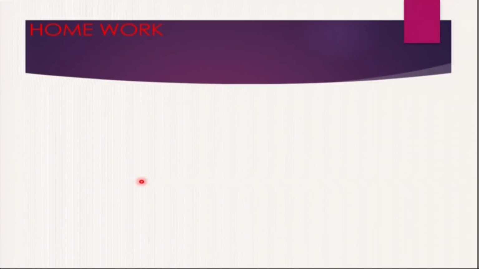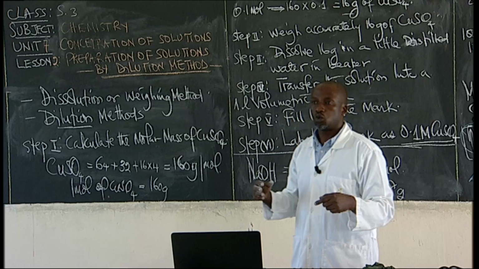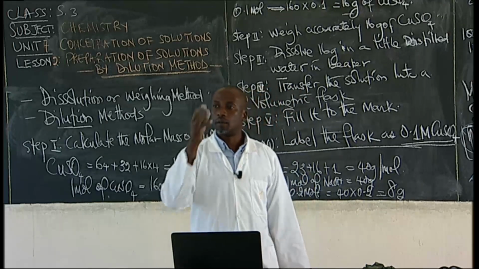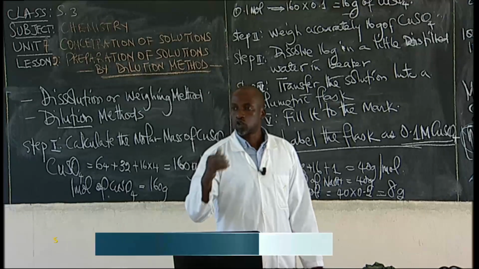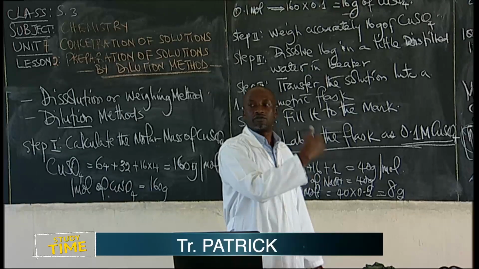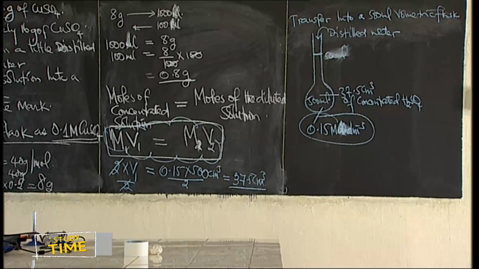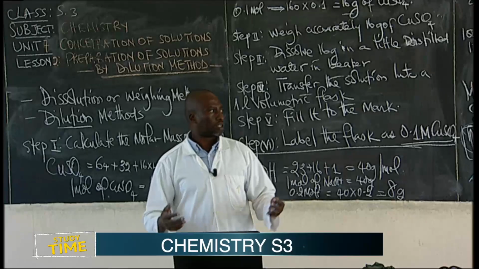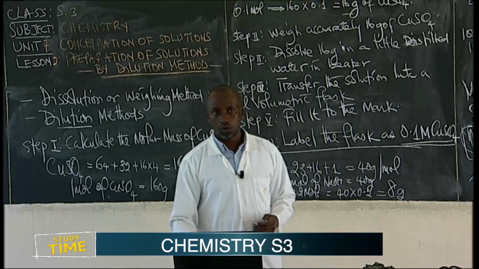So once you get the 25, fill it to the volumetric flask, which contains the volume that you are asked. You are asked to prepare 100 cubic centimeters. So the volumetric flask must be 100. Because these volumetric flasks have different capacities, 100, 200, 300, 500, 1 liter, 2 liters, 5 liters, and so on. It depends on the solution that you want to prepare.